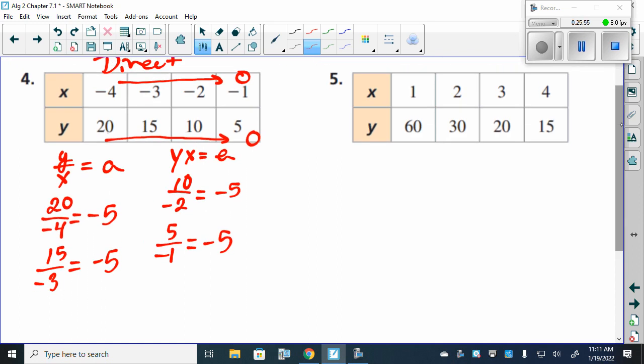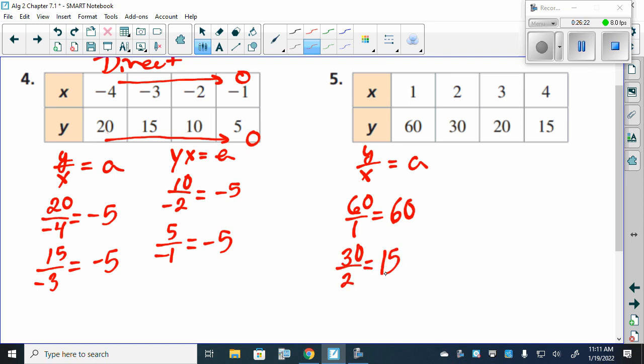Let's look at number 5. So we can start off with direct variation. You don't have to start off with direct variation. If you have a feeling that one of them might be inverse, you can start off with inverse. So we start off with direct variation. We have 60 divided by 1, which is 60. The next one is 30 divided by 2, which is, okay, well, that ain't it. Because as soon as we get one that's different from the rest, we can stop, because they all have to be the exact same.